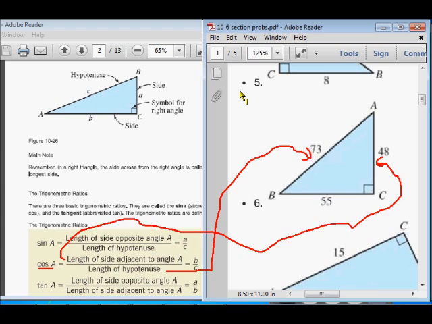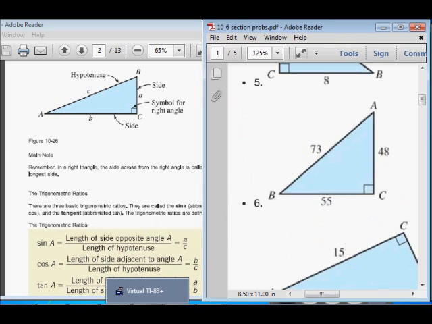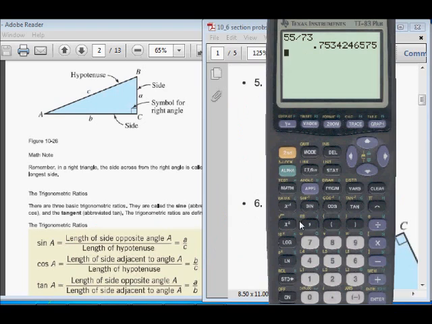So once again, we come up with just substituting 48 over 73. And that's going to give us, once I put it into the calculator, 48 over 73. 48 divided by 73, enter. And that gives us the cosine of angle A.